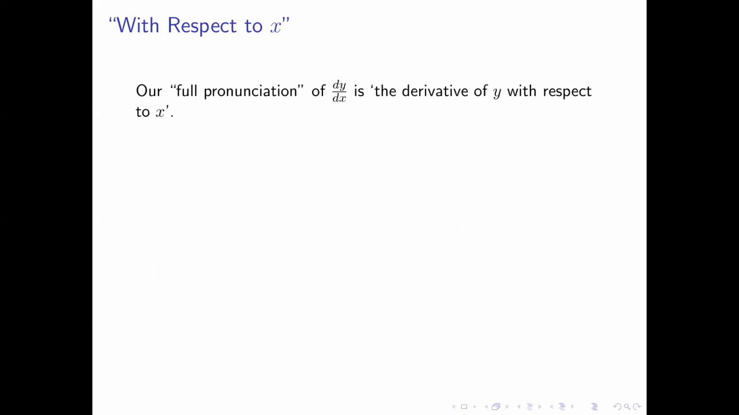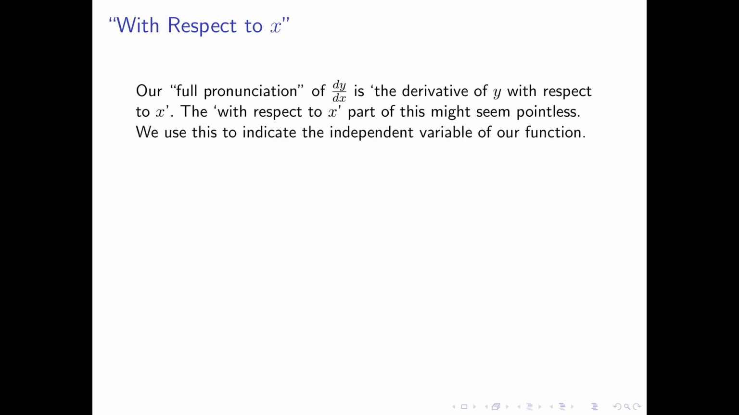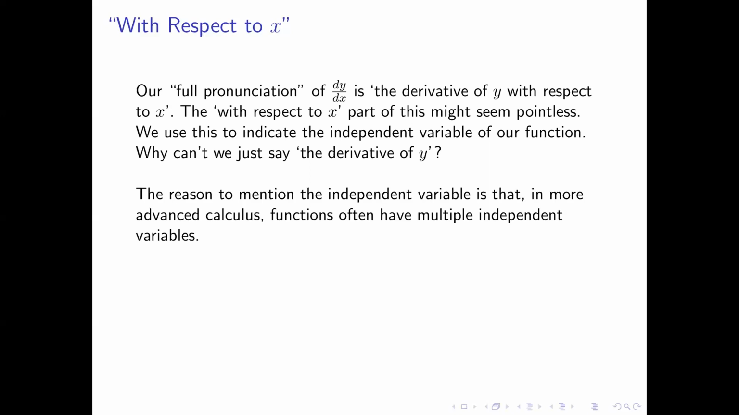Now, I said that we read that as the derivative of y with respect to x. What does that respect to x part mean? So the derivative of y with respect to x is kind of a long, unwieldy phrase. Why is it all there? It might seem sort of pointless. Why not just say the derivative of y? Well, the with respect to x part, of course, indicates the independent variable of our function. So if you hear the derivative of y with respect to x, you know that the independent variable of the function y is x. We could just say the derivative of y and leave sort of implicit the independent variable.